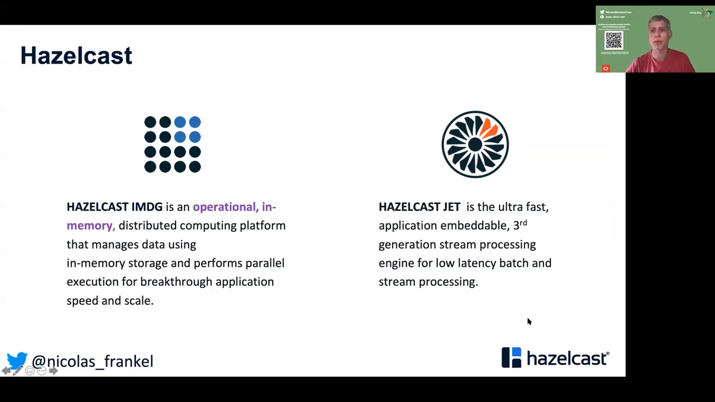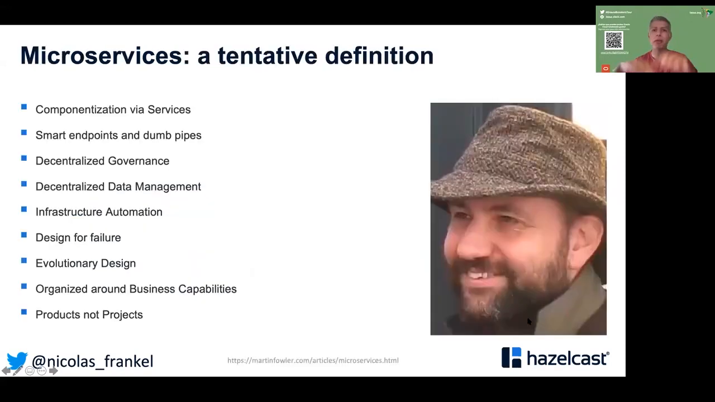So if you have very fast data pipeline processing needs, that need to be very fast, such as fraud verification, for example, in banking, then Hazelcast Jet might be a good fit. So, microservices. I believe everybody wants to do microservices.